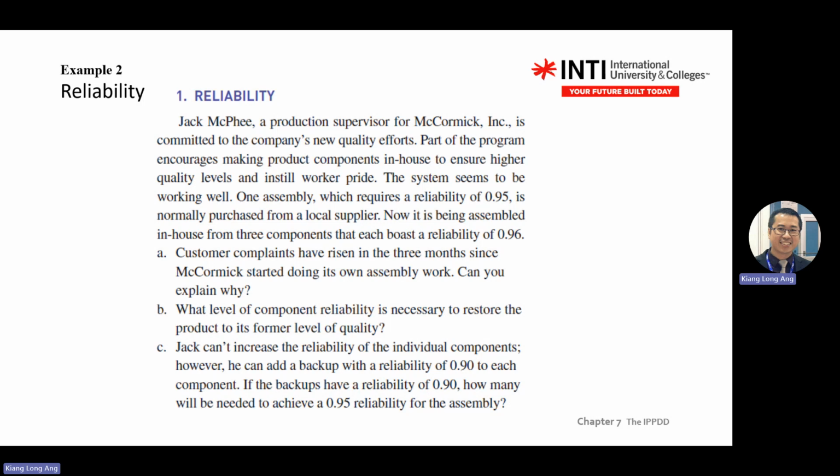Or you continue to number 2. What's number 2? You add one more backup. You draw another set, and this one becomes 0.996. You do the same. For the second set, RS will become 0.9-something, 96 or something.